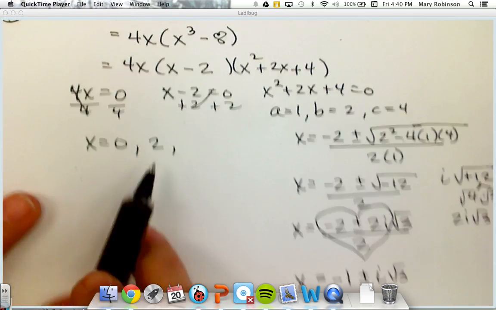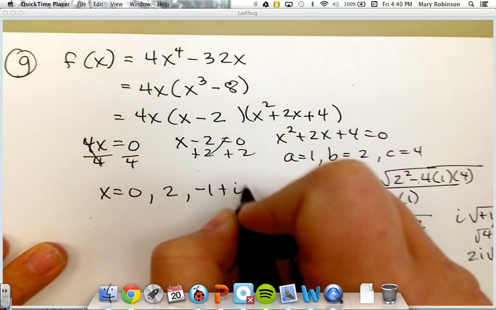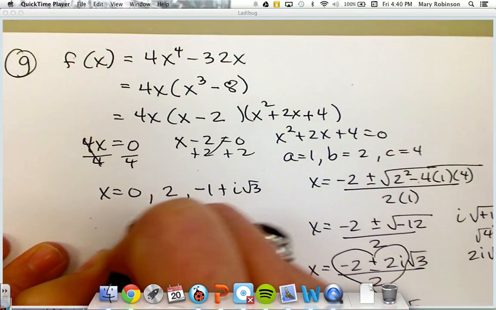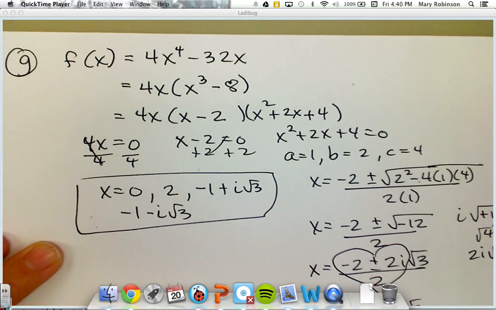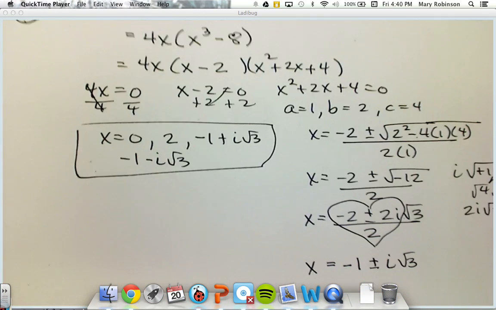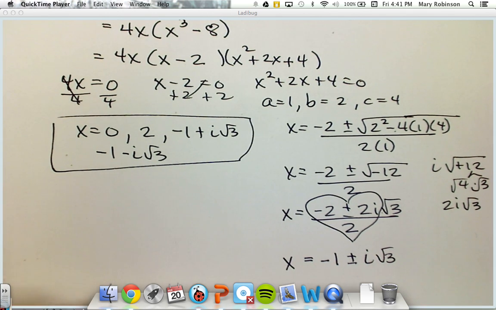So now I have all my solutions. 0, 2, negative 1 plus i square roots of 3, and negative 1 minus i square roots of 3. So just make sure you have all 4 listed. Okay? And next, we'll move on to H.